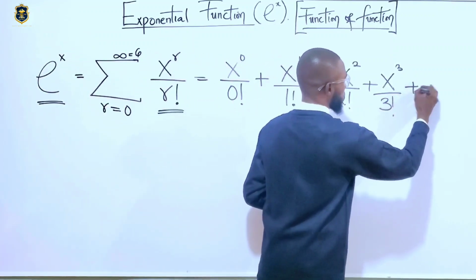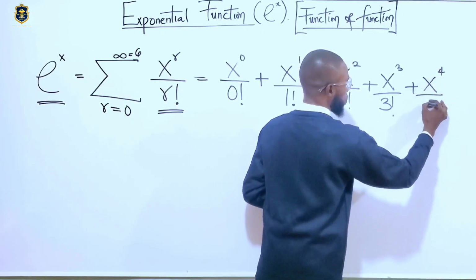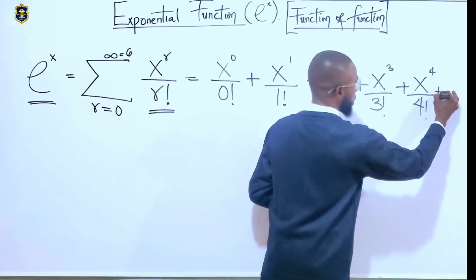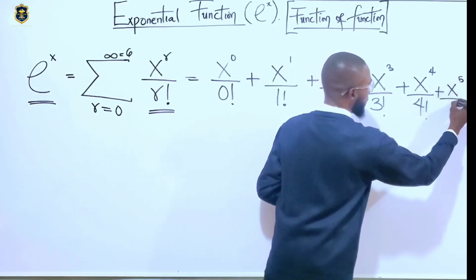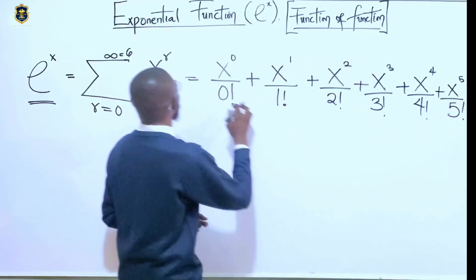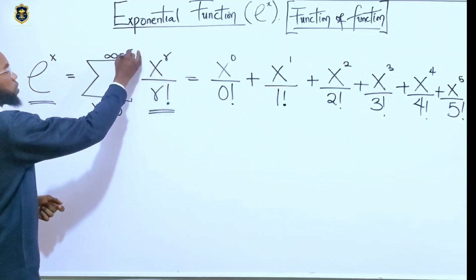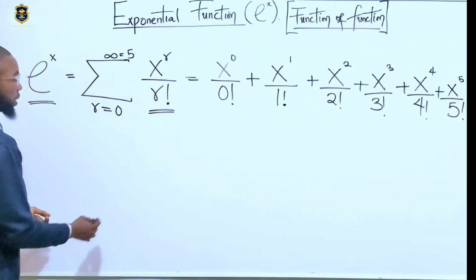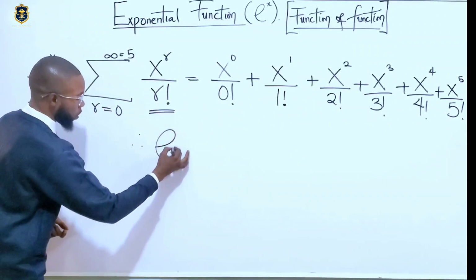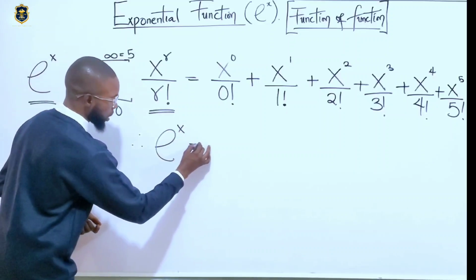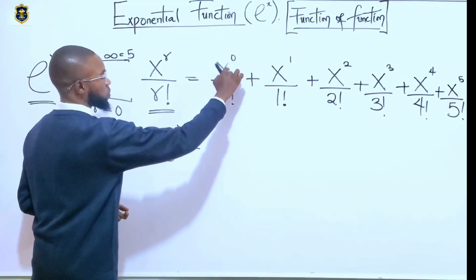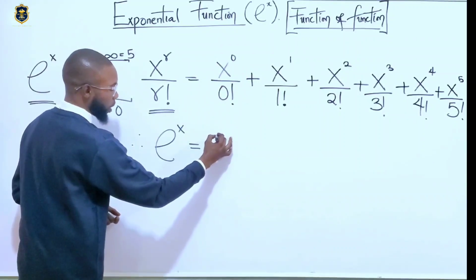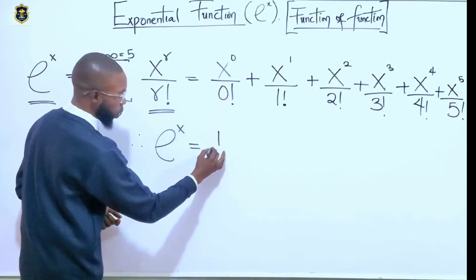Plus x raised to the power of 4 over 4 factorial, plus x raised to the power of 5 over 5 factorial. Okay, let's stop here. Let's just say we're using 5, not 6. So this is what it literally is. If we expand that, we will know that e raised to the power of x, our exponential function, is simply, as x raised to the power of 0 is what? Is 1, right? And 0 factorial is 1.